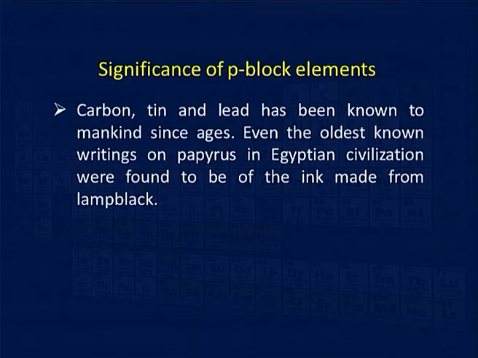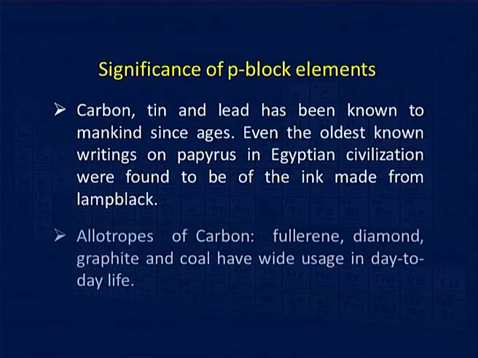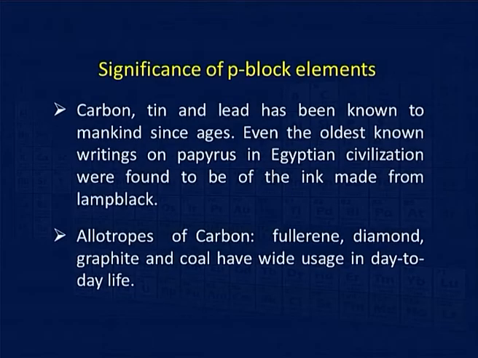Carbon, tin and lead have been known to mankind since ages. Even the oldest known writings on papyrus in the Egyptian civilization were found to be of ink made from lamp-black. That lamp-black is also an allotrope of carbon. Allotropes of carbon include fullerene, the most modern technology where carbon nanotubes are being discussed a lot, diamond which has a lot of strength, graphite and coal, having wide uses in our day-to-day life.